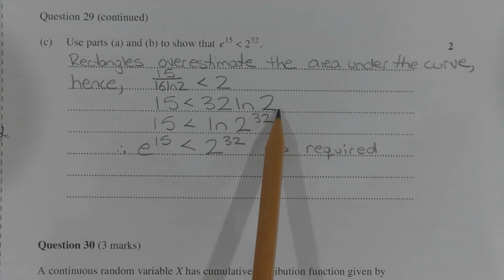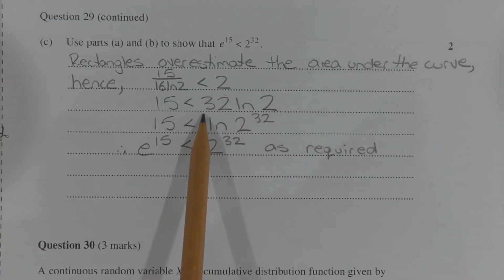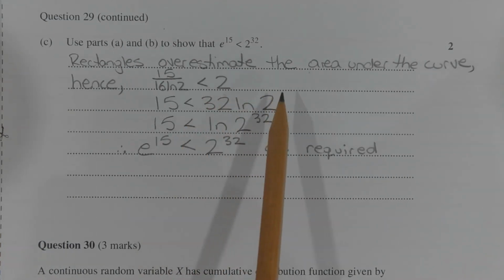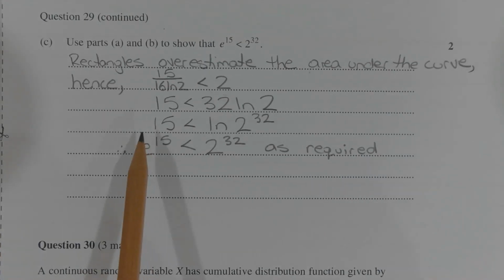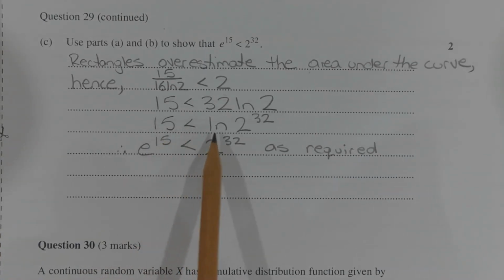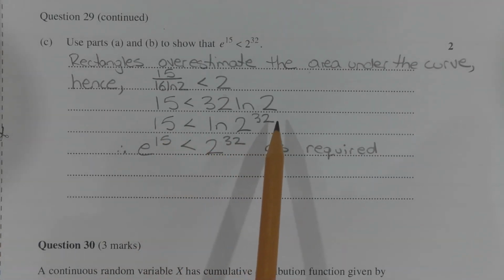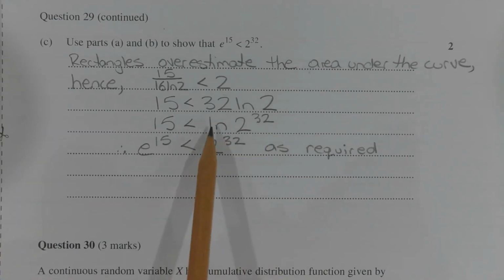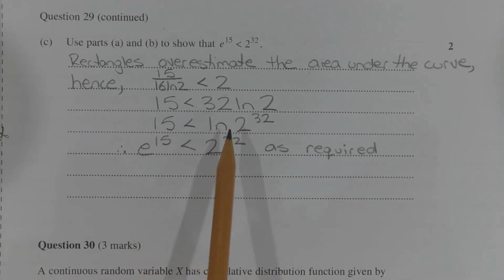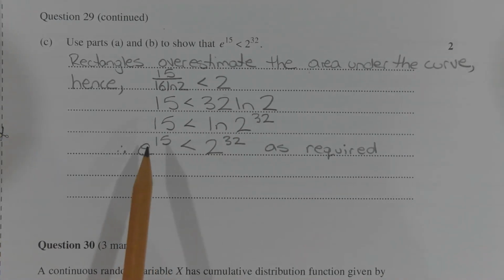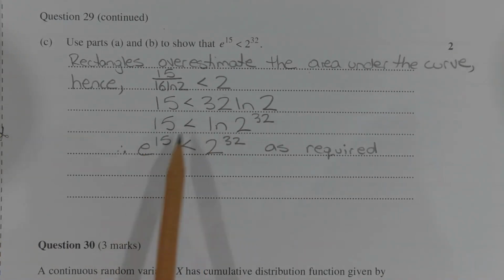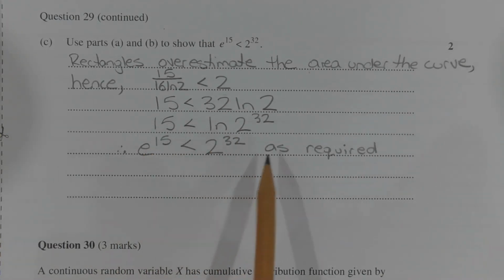32 ln 2, and the 32 can be brought back inside the logarithm by expressing it as an index. So 15 is less than ln of 2 to the power of 32, and we can cancel the ln by raising both sides of the inequality to base e. So e to the power of 15 is less than 2 to the power of 32 as required.